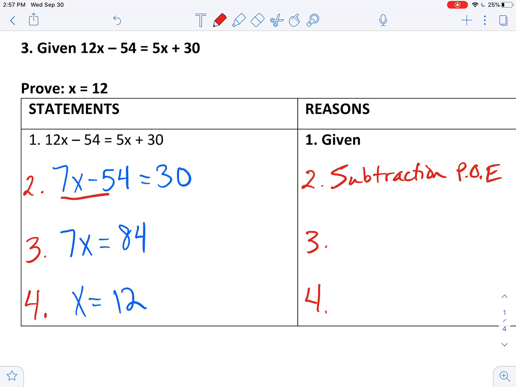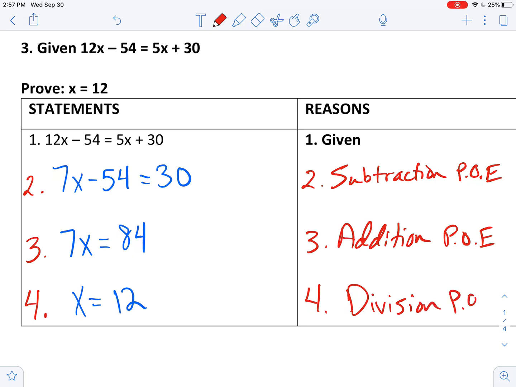And then number 3, let's check out this left side here. 7x minus 54, and that became just 7x. So my negative 54 went away, and it shows up here. I went from 30 to 84, so I must have added 54 to both sides. And finally, 7x equals 84, x equals 12. I would have divided both sides by 7.